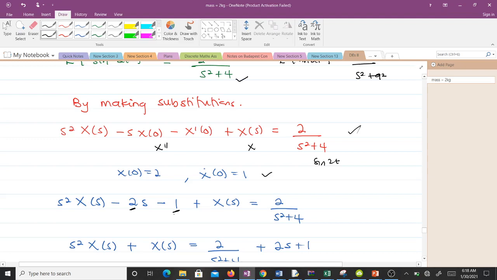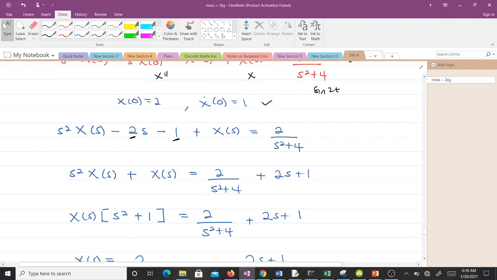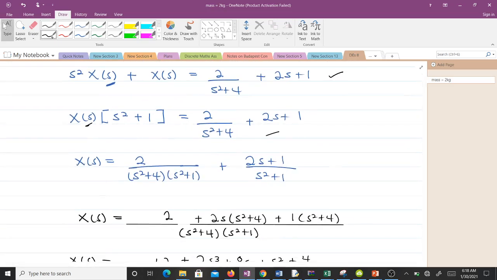Alright. Then we can rearrange the equation such that all the ones containing X of s are at one side, and we send the others to the right hand side. So that will give us this equation here. Then after that, we bring this out, and that gives us s squared plus 1 equals whatever we have here. So we try to make that the subject. So we divide through by s squared plus 1. And that gives us this.